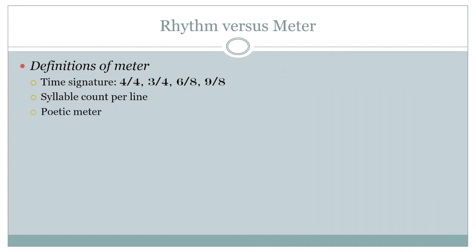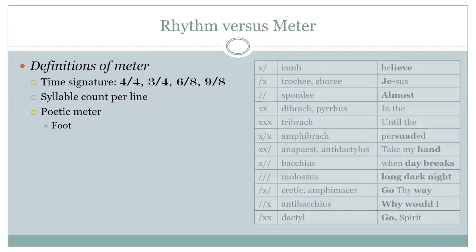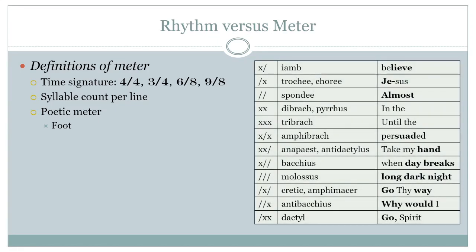Meter can also refer to poetic meter, and this is more of a technical term when it comes to poetry. The way that poetic meter is defined is first by what's called the foot or the cadence. And so the foot is the smallest unit of that meter. And there's all these different combinations. Here are just 2 and 3 syllable feet, which are the most common ways to think about that.